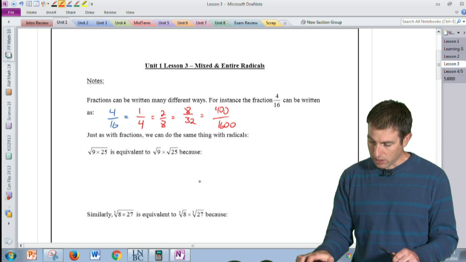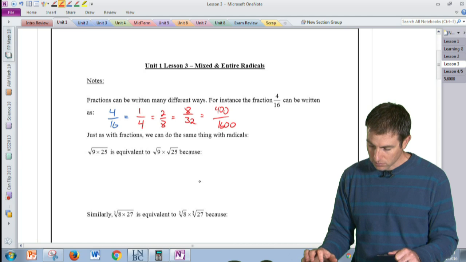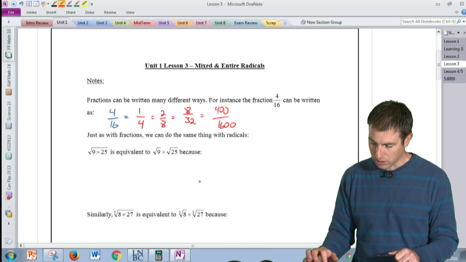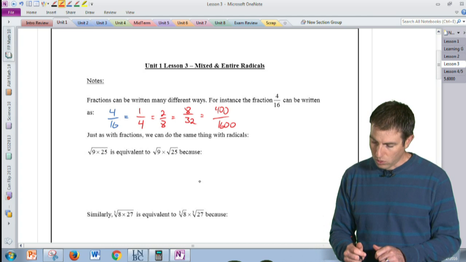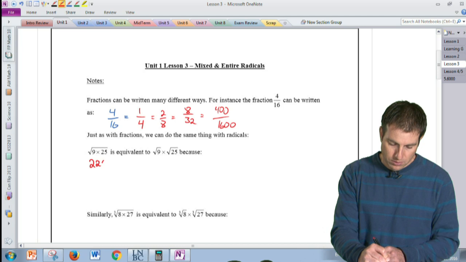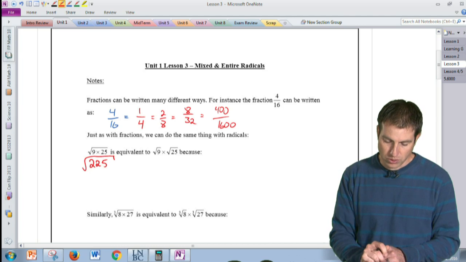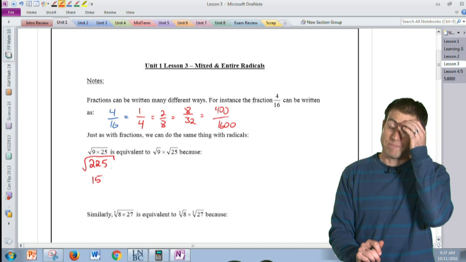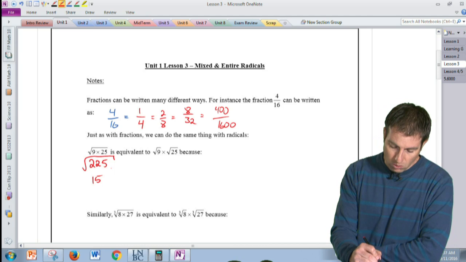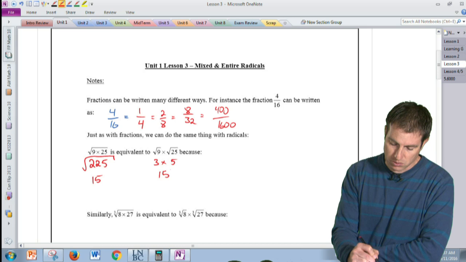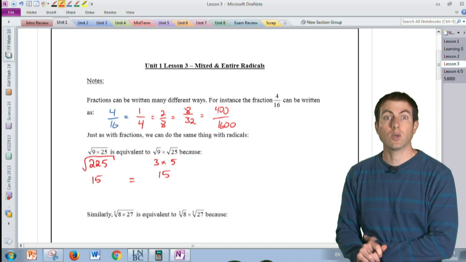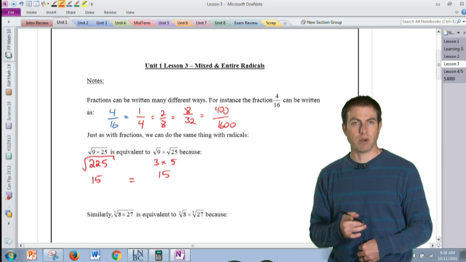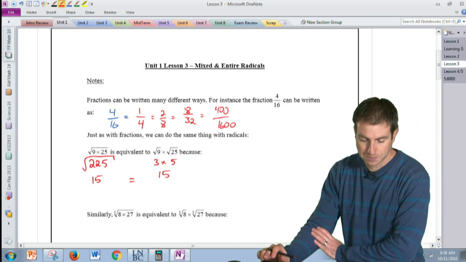So let's just look at this. I don't know what 9 times 25 is. Actually, I do, but let's just plug it in anyways. 225. And then the square root of 225 is 15. That's a perfect square. 15 times 15 gives us 225. Or I can go square root of 9 is 3 times square root of 25 is 5, which gives me 15. These things are equivalent. We're going to use that property for the rest of this unit now.